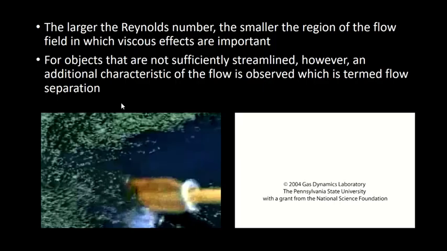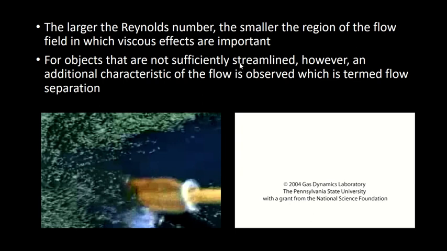For the last slide, the conclusion: the larger the Reynolds number, the smaller the region of the flow field in which viscous effects are important. For objects that are not sufficiently streamlined, however, an additional characteristic of the flow is observed, which is termed flow separation. Beginning from Reynolds number 50, where the streamline is not symmetrical anymore, you can observe this new fluid flow phenomenon, flow separation.